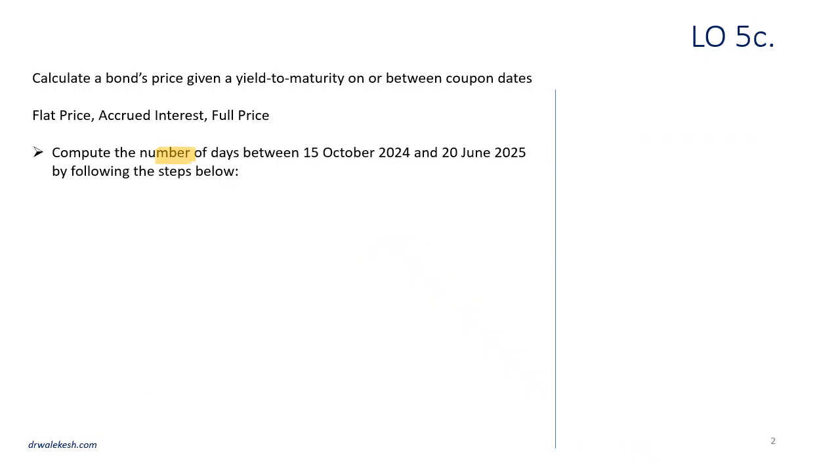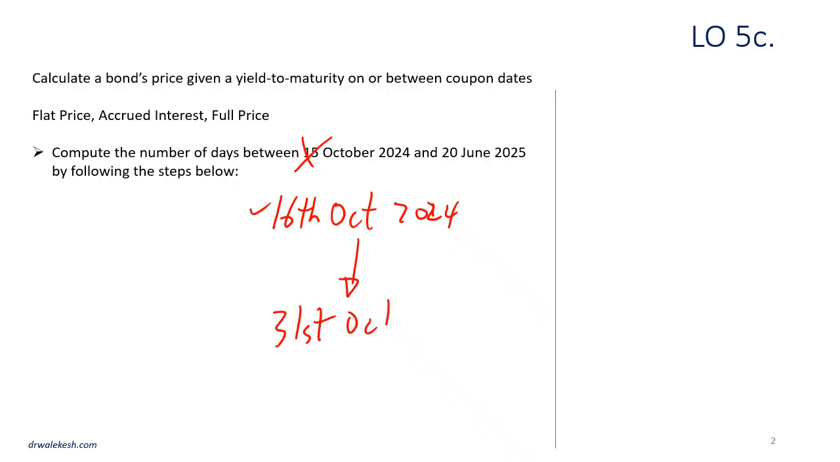Here, we want to compute the actual number of days between 15th of October 2024 and 20th of June 2025. It is worth noting that 15th of October is gone already, so we would get started with 16th of October 2024. Since October has 31 days, we would be interested in 16th of October 2024 to 31st of October 2024. Between this period, we have 16 days.